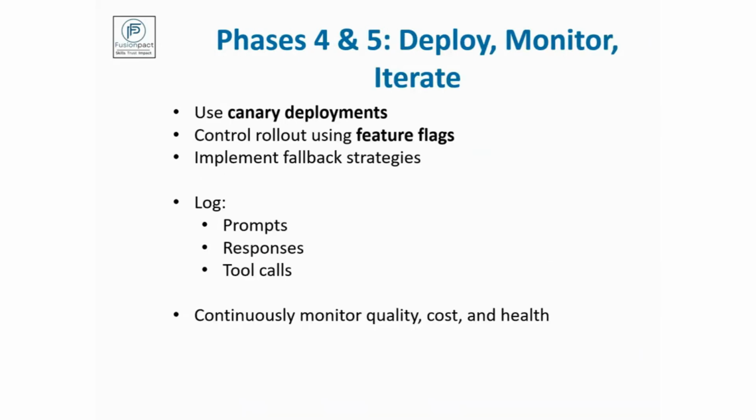Phases 4 and 5 are deploy, monitor, and iterate. Use canary deployments, control rollout using feature flags, and implement fallback strategies. Log the prompts, responses, and tool calls, then continuously monitor quality, cost, and health.